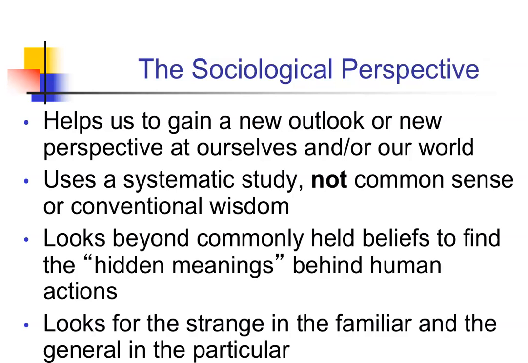And some sociologists, we'll talk about in section 3 of this chapter, have different viewpoints. Some of them are more optimistic, and they say, look, America has social problems. We can fix them. The world has social problems. We can work on improving them.